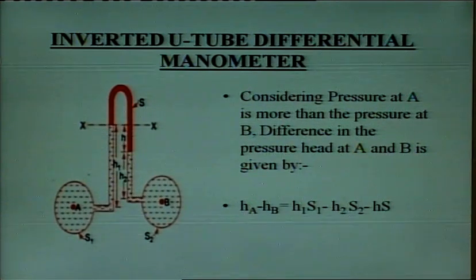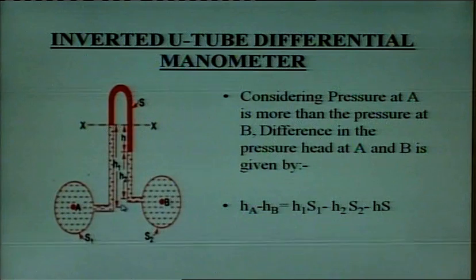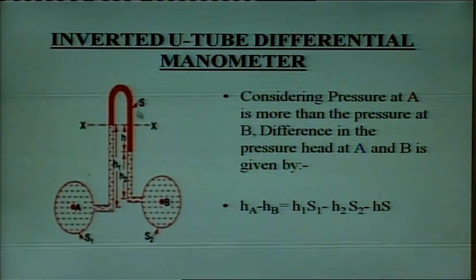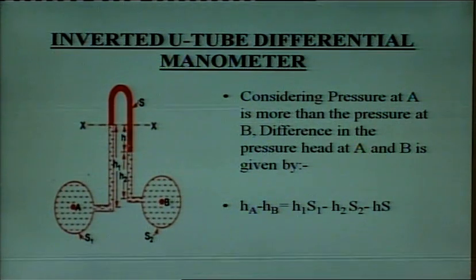Then we come to the inverted U-tube differential manometer. Earlier we have seen that they were at the same level, but now these two are at different levels. Here is point A, this is point B, having liquids of specific gravity S1 and specific gravity S2, at different levels. This is the difference of level. Here it is providing head H1, this is providing head H2, and this is the difference of the head. This is an inverted U-tube containing certain material, and the pressure difference is this H1.